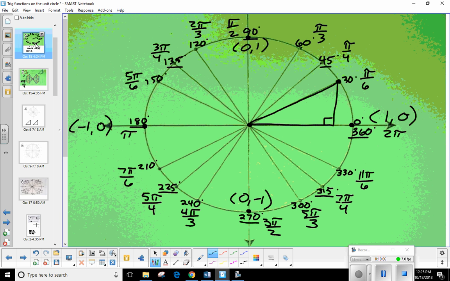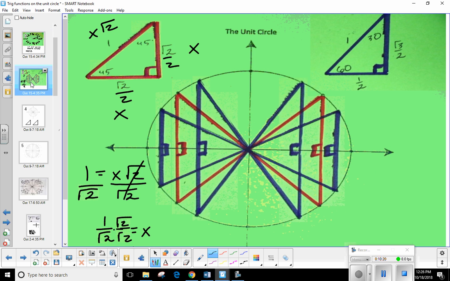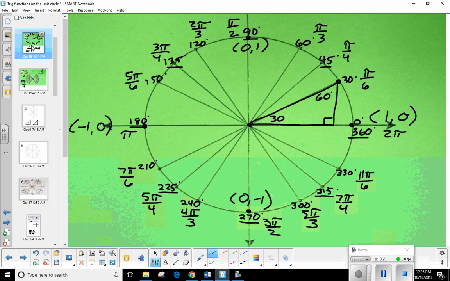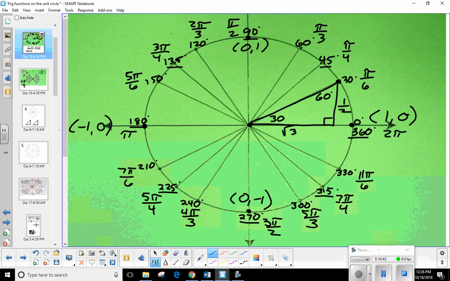Because I started in standard position and I rotated to 30 degrees, this one would be 30, this one would be 60. So from the triangle we were just looking at, what's always across from 30? It's 1/2, right? Okay. So I know that this length is 1/2. What was across from the 60 angle? Square root of 3 over 2. And then your radius, your hypotenuse, is just 1.